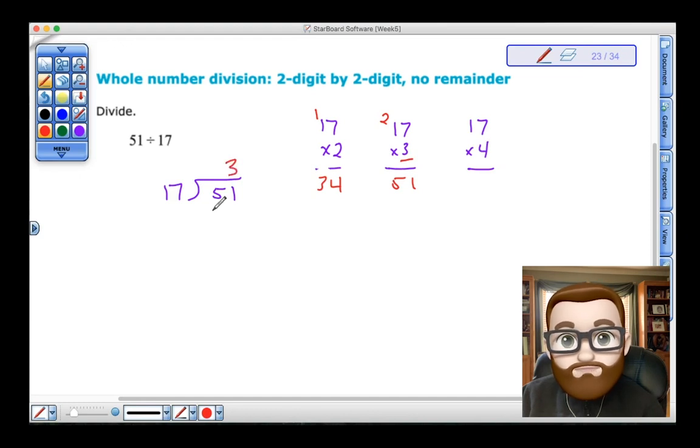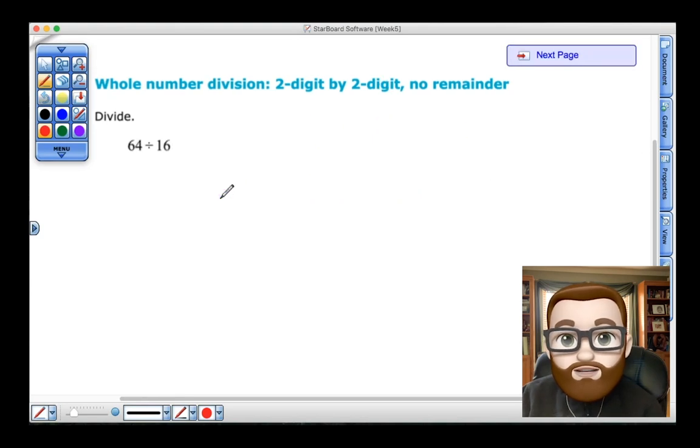Not too bad. All right, why don't you try one more on your own? And here it is, 64 divided by 16. You can try that now.